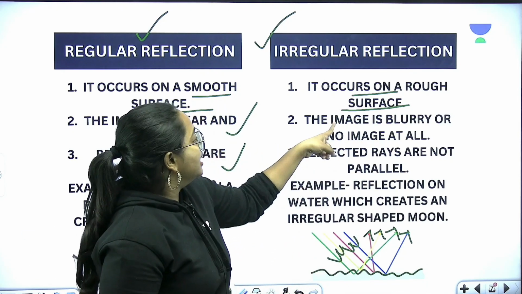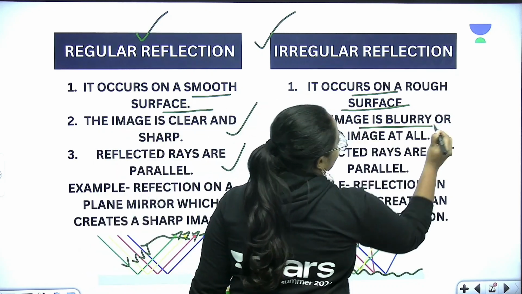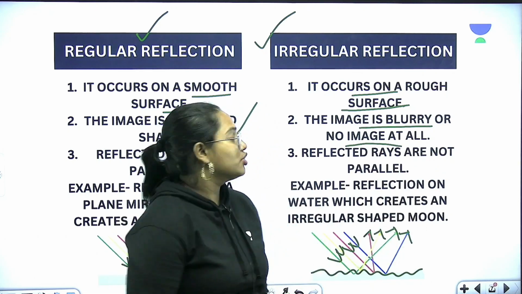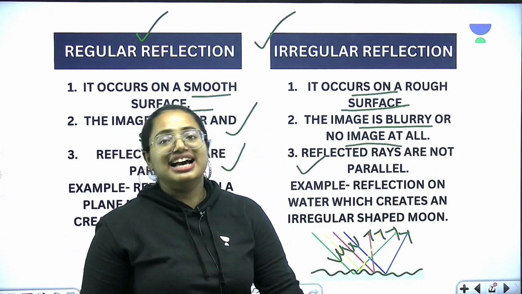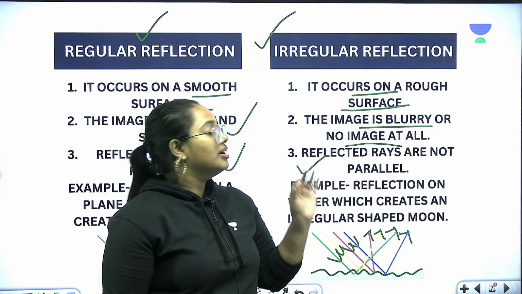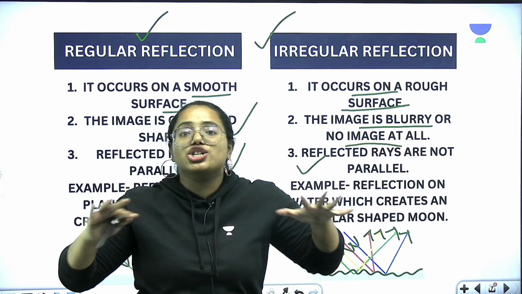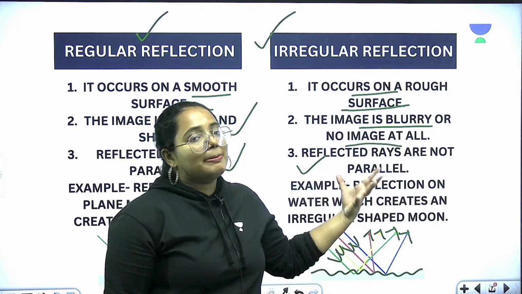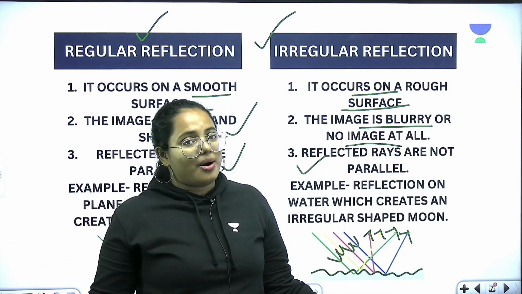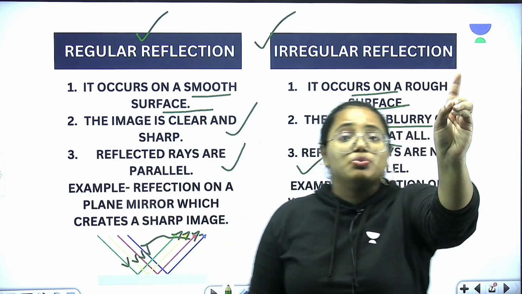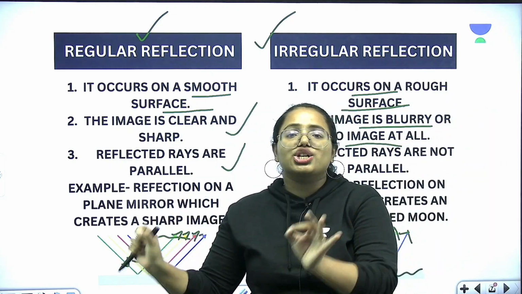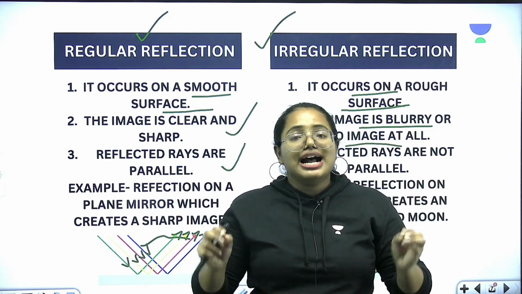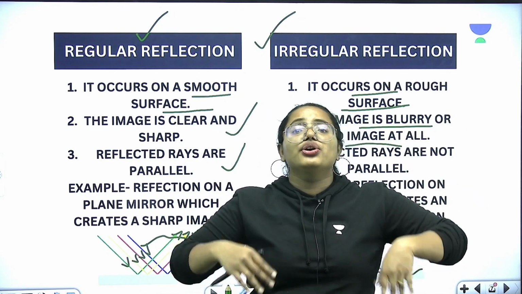So that means it is going to create a blurry image. Sometimes no image will be formed. Clear? So the reflected rays are not parallel. That is the reason we took the example of reflection on water, which creates an irregularly shaped moon. It is happening from a rough surface. Therefore, the image can be blurry or it may not be formed. So these are the two possibilities, and there is one more piece of information for you. Irregular reflection can also be called diffused reflection. So irregular reflection has a different name. It's nothing but diffused reflection.